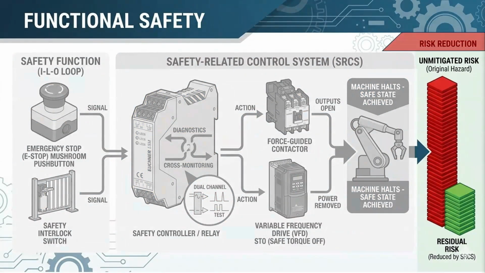The main idea for implementing functional safety is risk reduction. The red stack represents the unmitigated risk in the machine or process. By implementing appropriate safety measures, the risk has been reduced, as represented by the smaller green stack. This is the purpose of designing a high-integrity SRCS, to make this residual risk as low as reasonably practicable.